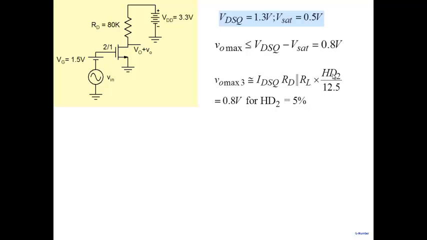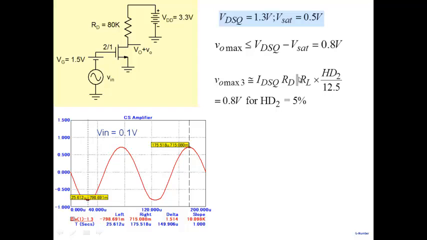Okay, if you want harmonic distortion to be 10%, then this will come out to be 1.6 volt, and then again the swing will be limited by this particular term. Okay, so here let me just show you. So we have this one here. You can run simulations in Microcap, and you can verify that the swing indeed will come out to be 0.8 volt with harmonic distortion close to 5% here.